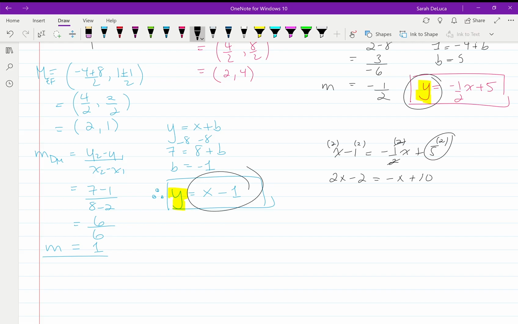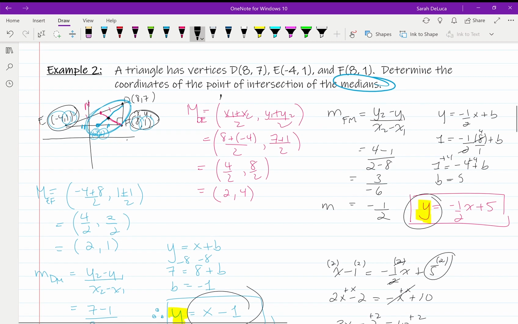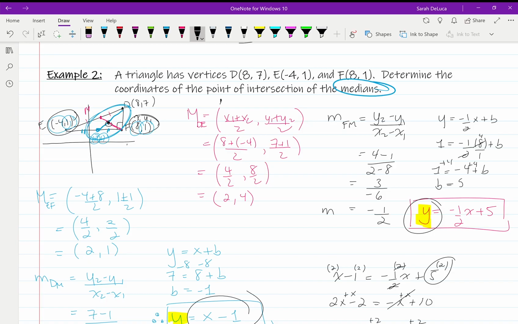Now I need to collect my like terms. I'm going to add x to both sides. That leaves me with 3x minus 2 equals 10. Add 2 to both sides: 3x equals 12. And then my last step is to divide out, so x is equal to 4. So there's the x value of my point of intersection.